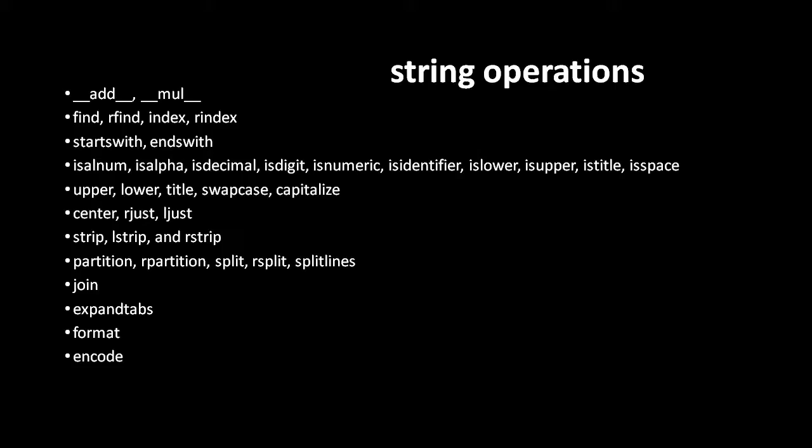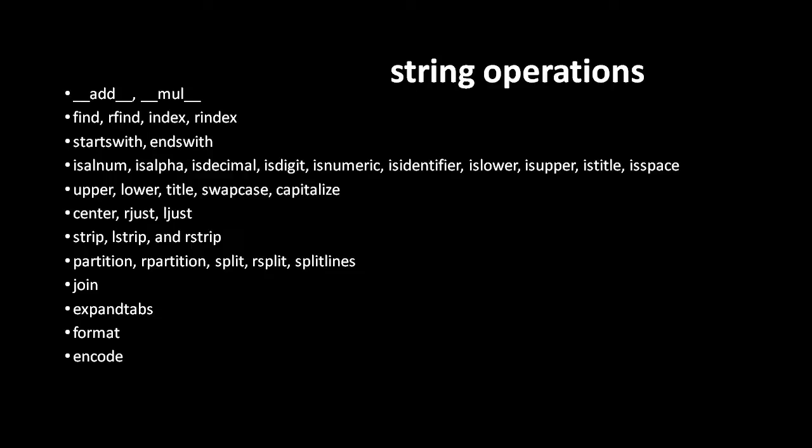The methods isAlNum, isAlpha, isDecimal, isDigit, isNumeric, isIdentifier, isLower, isUpper, isTitle, isSpace, these are all simple Boolean tests that determine whether or not the string conforms to some criteria. For example, the isAlpha method returns true only if all the characters of the string are characters of the alphabet. Otherwise, if there's a space or a number or some other symbol, then it will return false.